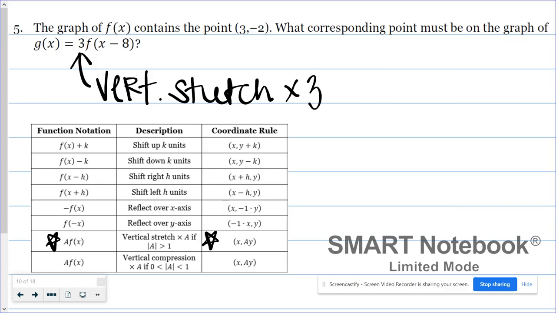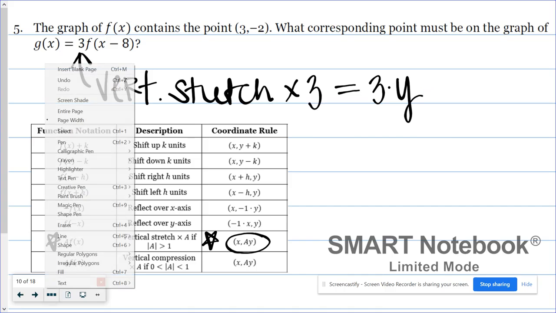And so the table also says that x won't change when I do this, but my y coordinate, I'm going to multiply by that a value. So that means I'm going to go 3 times my y value to show that vertical stretch, okay?